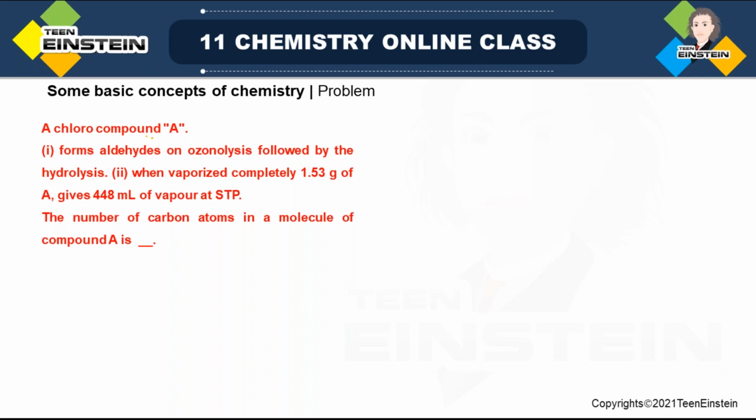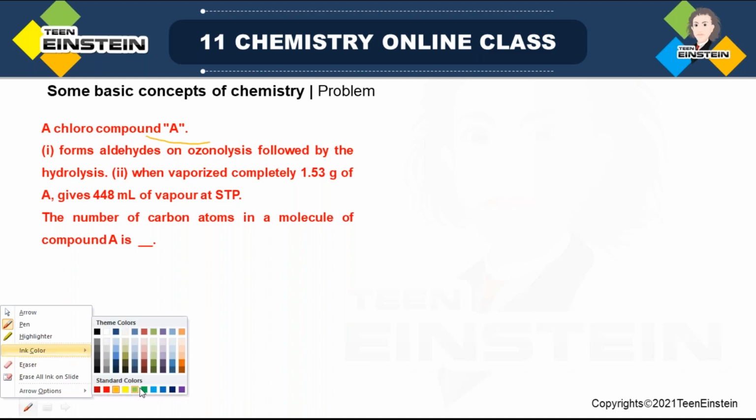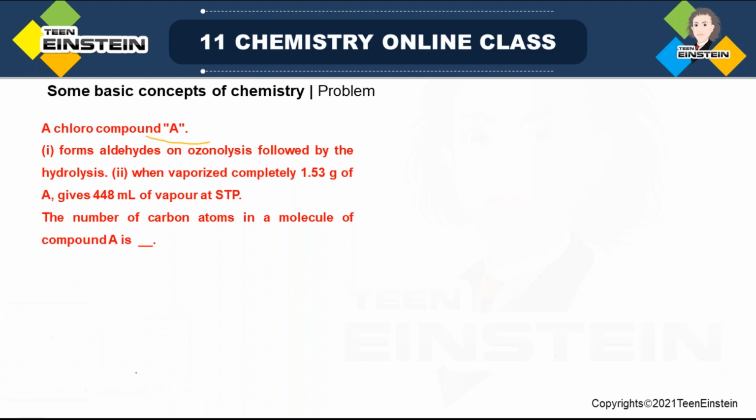A chloro compound A forms an aldehyde when we are doing ozonolysis. It forms an aldehyde on ozonolysis followed by hydrolysis. That means this chloro compound A must have some C=C double bond present, then only ozonolysis is possible. When vaporized completely, 1.53 gram of this chloro compound A gives 448 ml of vapor at STP.